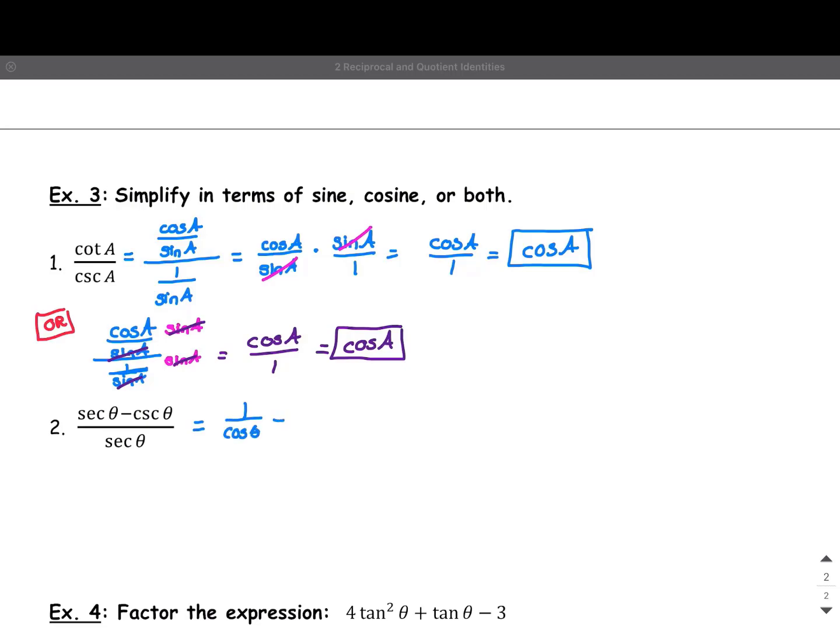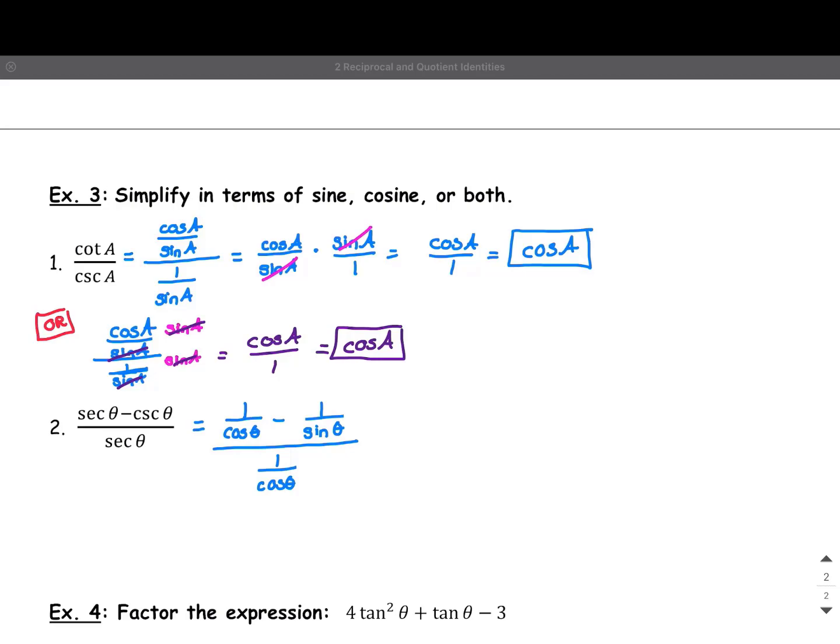Minus cosecant is the reciprocal of sine, all over secant, which is the reciprocal of cosine. Now this one, you can't take the top and multiply by the reciprocal at the bottom, unless you could do the subtraction in the top first. You would have to get a least common denominator and you would have to subtract those fractions.